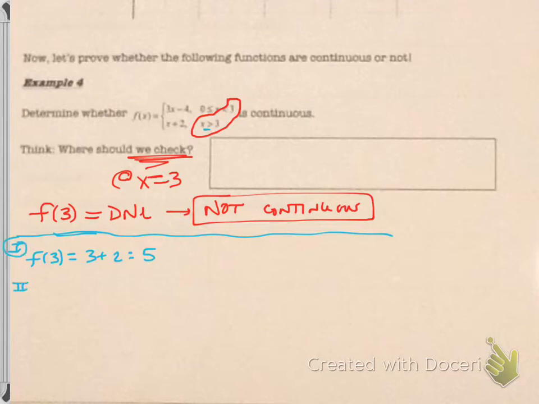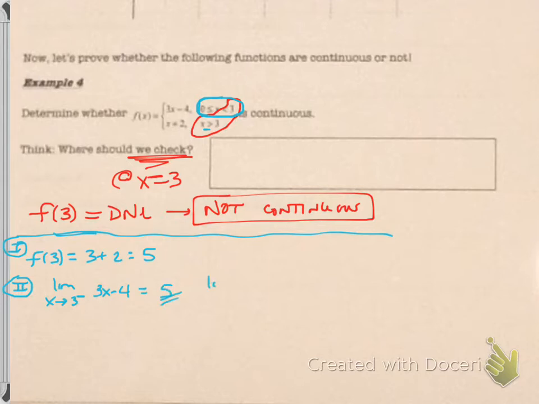Now, Roman numeral 2 is a little bit more involved. It says you got to prove that there's a limit from both sides, so let's do that. We're going to do the limit as x approaches 3 from the left, and if I say, well, which one do I pick? Look carefully. 3 from the left would mean numbers below 3, so that would be the top piece right there. So I'm going to plug 3 in there, and I get 5.